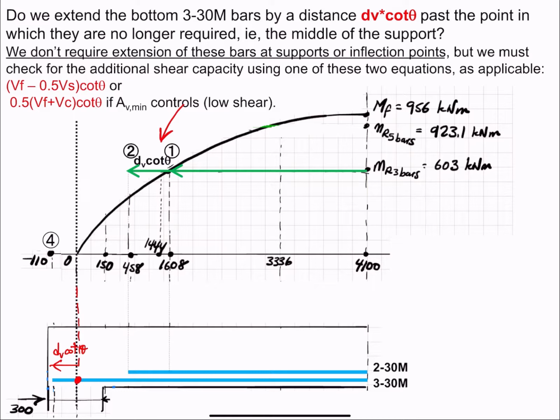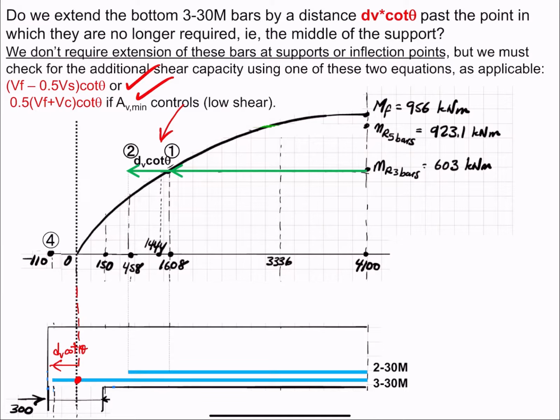We check the additional shear capacity using one of these 2 equations, as applicable: Vf minus 0.5 Vs cotangent of theta, or 0.5 Vf plus Vc cotangent of theta. This one, if Av min controls. So this means that I have low shear, and Av minimum was enough to have good shear design. So we don't know at this point what case we have.